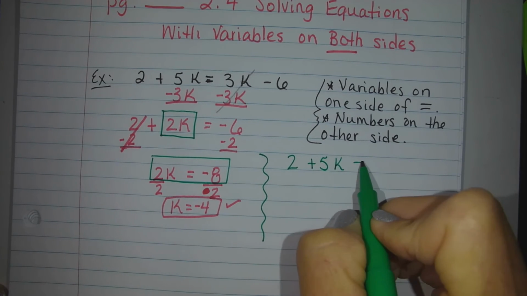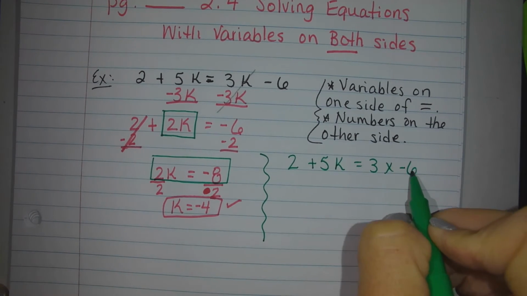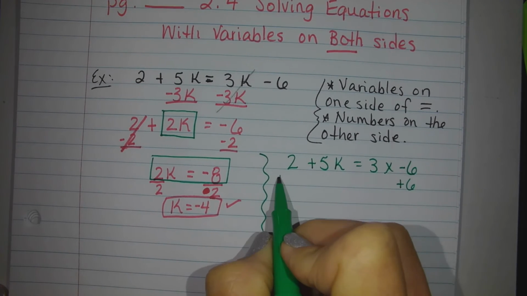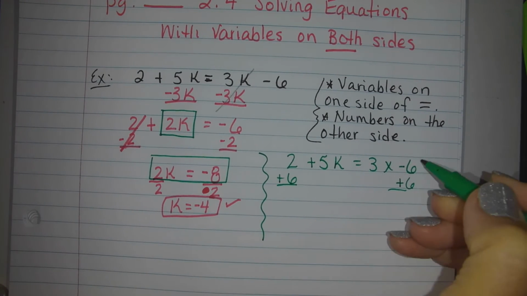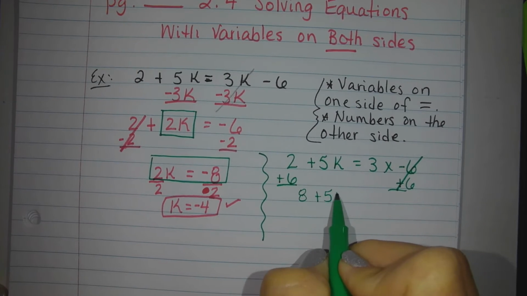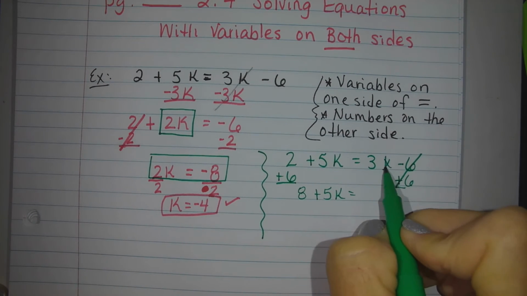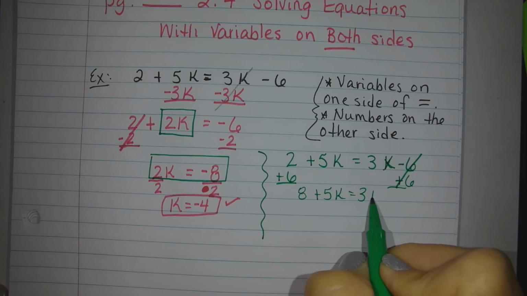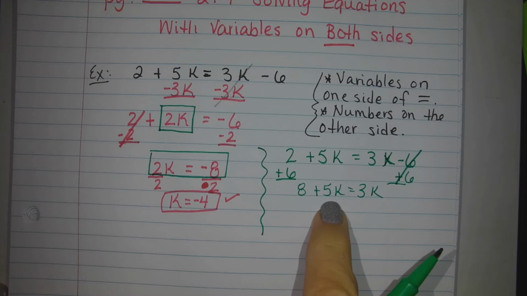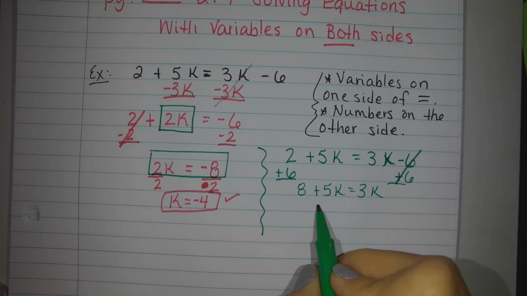Yes. All right, so here I'm at. So I would add 6 first. 2 plus 6 is 8, plus 5K equals, whoops, that is a K. See, now look what happens. I need to move this 5K over.